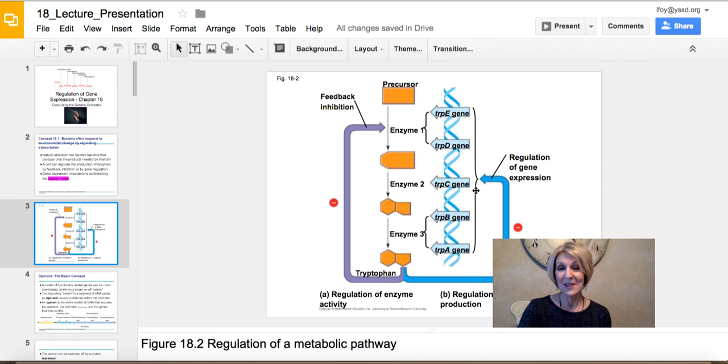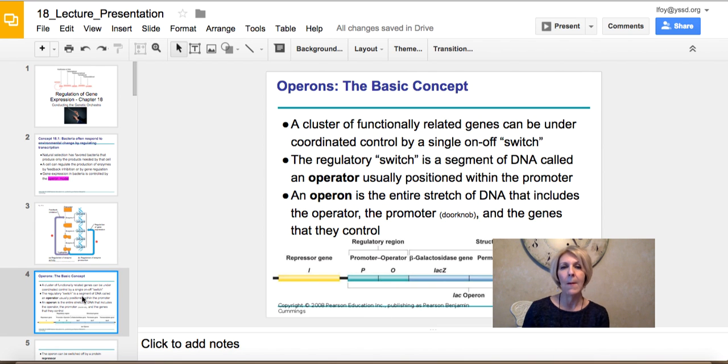Another way that bacteria can control their metabolic pathways is a little bit slower, but they can actually regulate the making of those enzymes. The regulation of the enzyme production, actually making those enzymes with protein synthesis, is a slower response, but it also works well. So that's what we're going to talk about now.